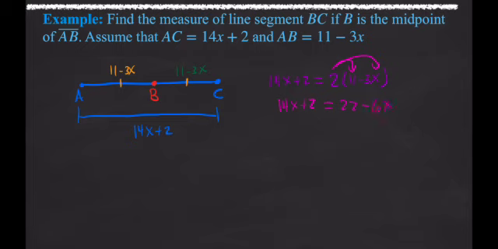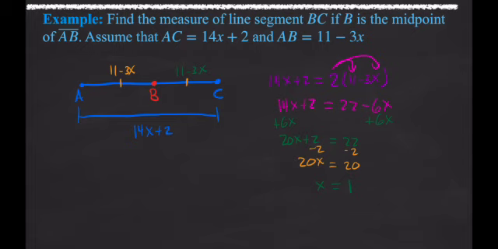Get our x's together. Remember your algebra skills. We use the opposite, so plus 6x on both sides. So we end up with 20x plus 2 equals 22. We subtract 2 on both sides, so we have 20x equals 20. Solving for x, x is equal to 1 because we divide both sides by 20. Remember your algebra rules. So x is 1.